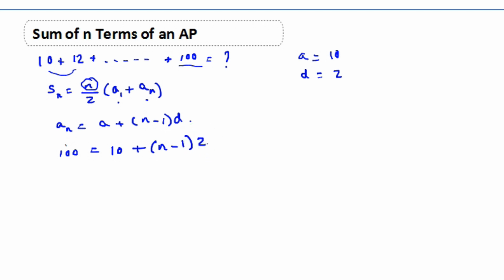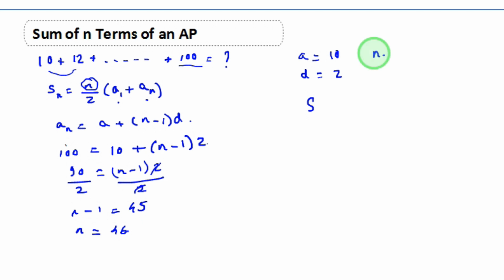So I'll subtract 10 from both sides of the equation, so I get 90 is equal to n minus 1 times 2. I divide both sides by 2. The 2 and 2 get cancelled over here, and I get n minus 1 is equal to 90 divided by 2, which gives me 45. Adding 1 to both sides of the equation, I get n is equal to 45 plus 1, which is 46. Now we know that there are 46 terms, so n is equal to 46. Let's write that down also.